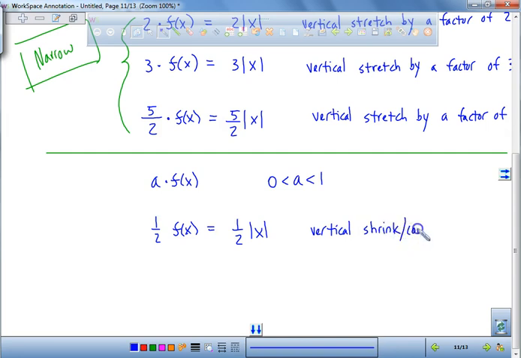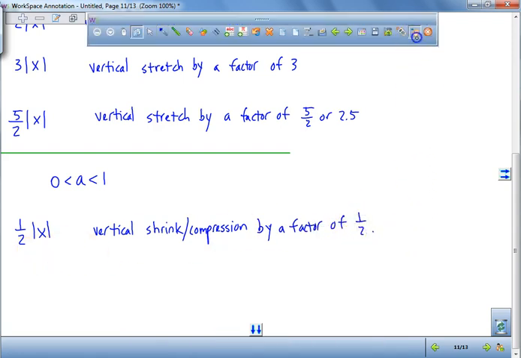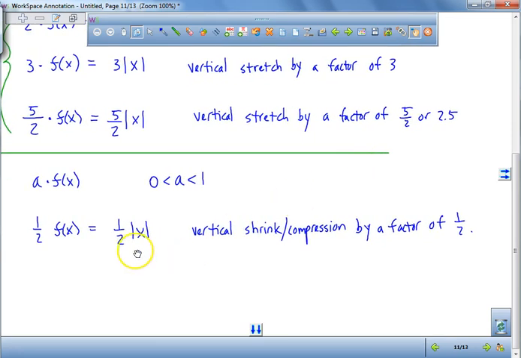Sometimes the word compression is used. Vertical shrink or vertical compression, but it's still by a factor of 1/2. What's another fraction? I'm just going to do 2 of them, okay? I think 2 will be enough.